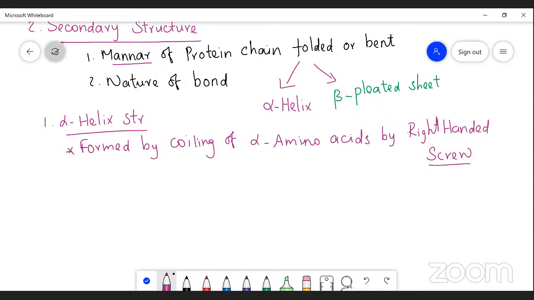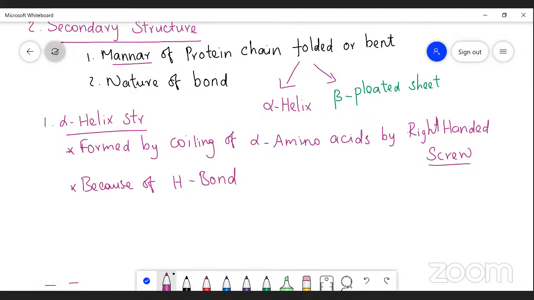Right-handed screw. So they are formed by coiling of alpha amino acids. Alpha amino acids are coiled as a right-handed screw, then we get the alpha helix structure. And why are they coiling? They are coiling because of hydrogen bonds.